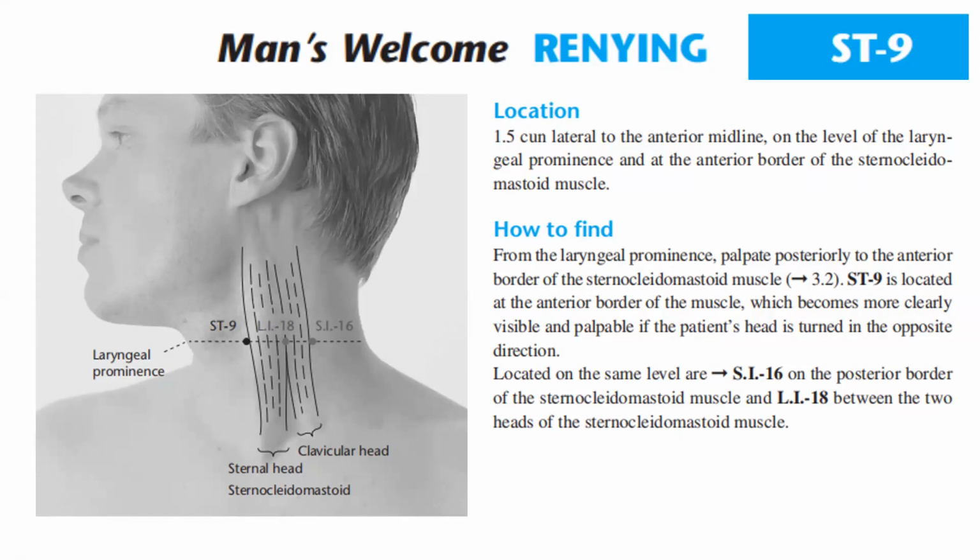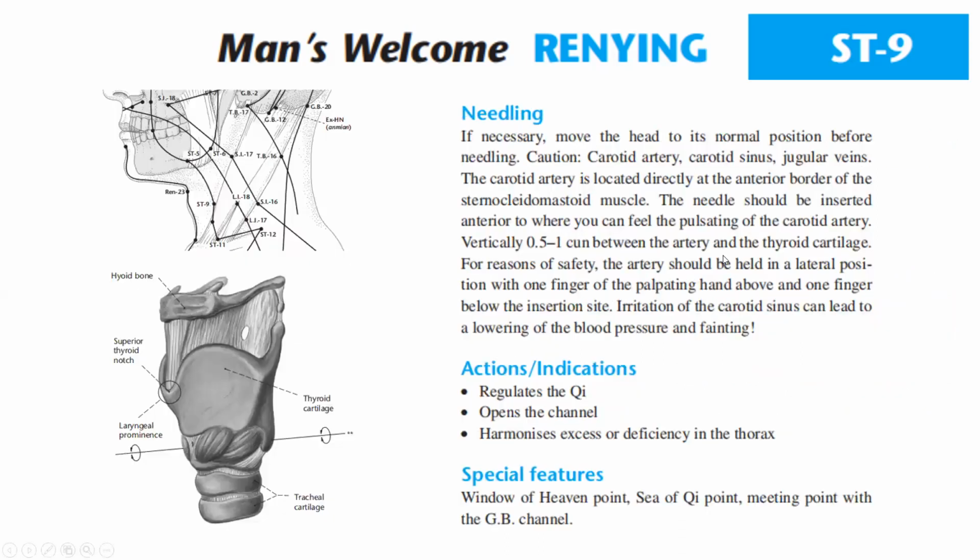Located on the same level are SI16 on the posterior border of the sternocleidomastoid muscle and LI18 between the two heads of the sternocleidomastoid muscle. Needling: if necessary, move the head to its normal position before needling. Caution: carotid artery, carotid sinus, jugular veins.